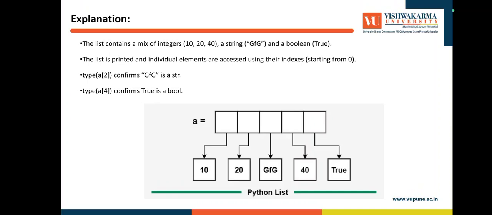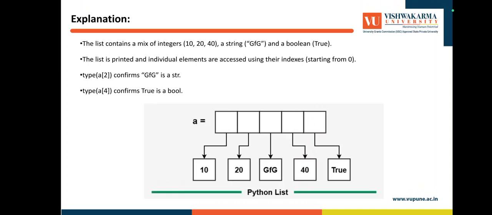Explanation. The list contains a mix of integers 10 and 20, a string GFG, and a boolean True. It can also be False. The list is printed and individual elements are accessed using their indexes, which start from 0. type(a[2]) confirms GFG is a string. type(a[4]) confirms True is a boolean value.